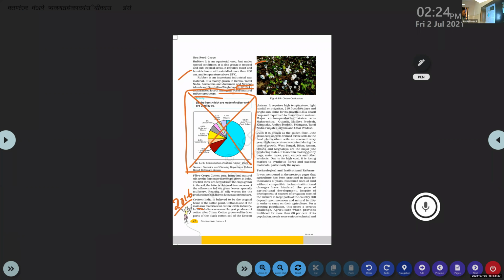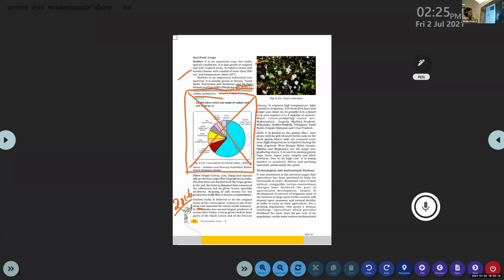Next, we are discussing the geographical conditions required for the growth of cotton. Cotton grows well in the drier part of the black cotton soil on the Deccan Plateau. It requires a high temperature, light rainfall or irrigation, not heavy but light rainfall, 210 frost-free days and bright sunshine for its growth. These are some climatic and geographical conditions required for the growth of cotton.